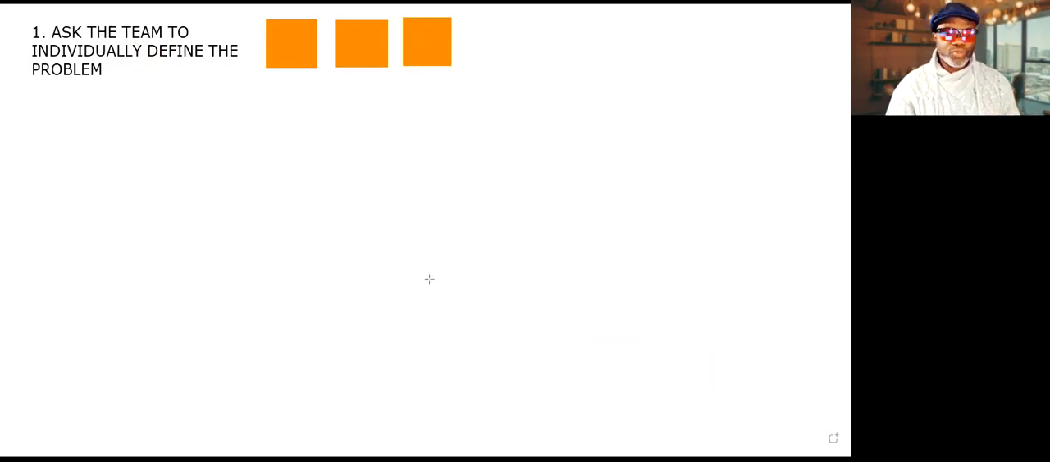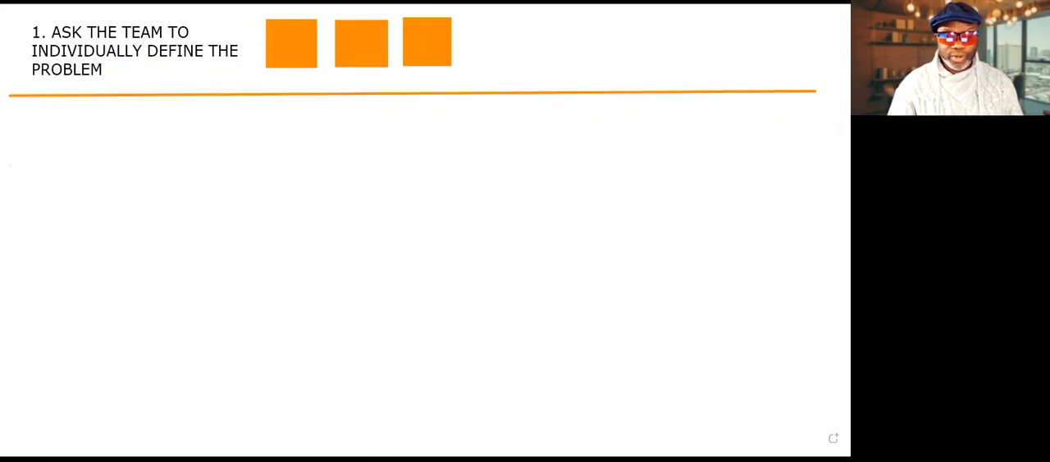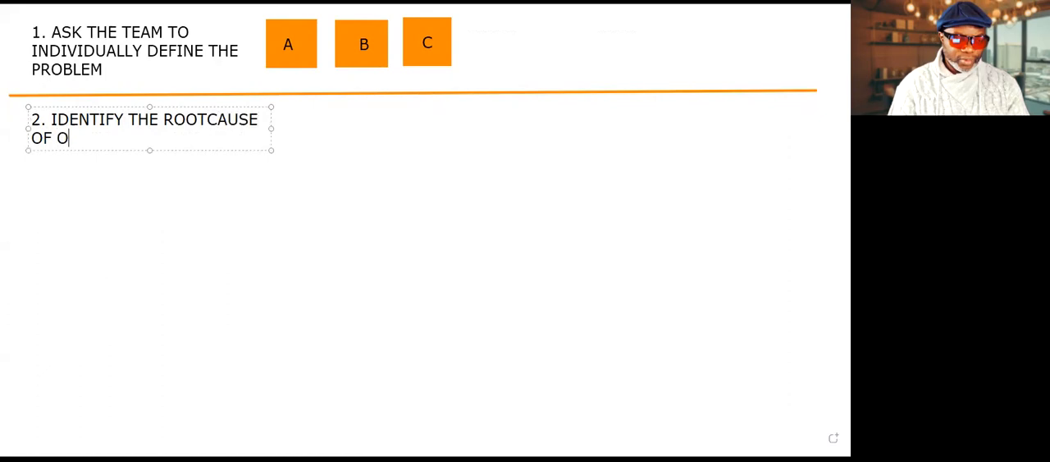And then you go to step 2, which is asking the team to identify what the root cause of the problem is. Now, before you get to this stage, you need to label these problems so that you know you're talking about the same problem. So let's say the pressing problem or impediment is A, even though we've got B and C. We're going to come back to B and C, but we're going with A, right? So the next step will be to identify the root cause of problem A.